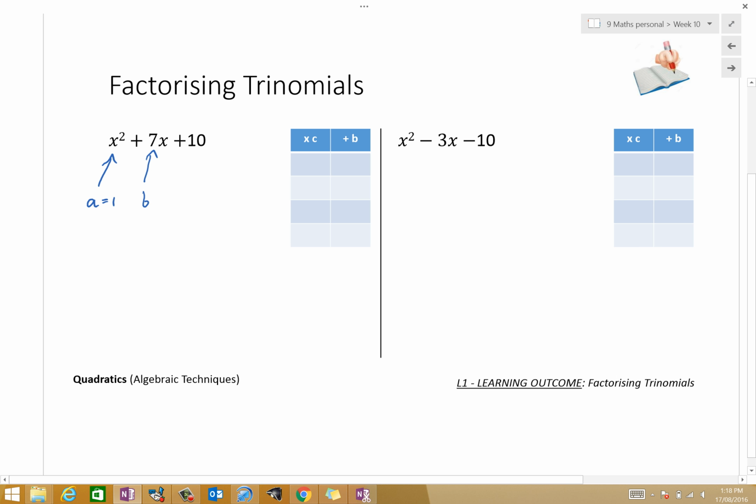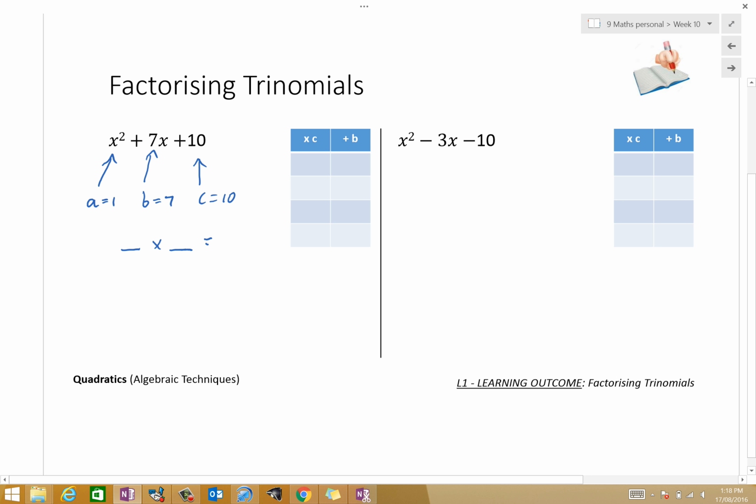So b is equal to 7 and c is equal to 10. So what we're doing is factorising a monic trinomial with a is equal to 1. Now, we've got to come up with our numbers. There's only going to be one case. We need 2 numbers. Let's just put a little blank there. They multiply to give what? 10. To give 10.